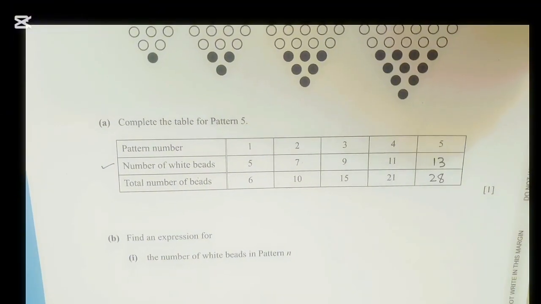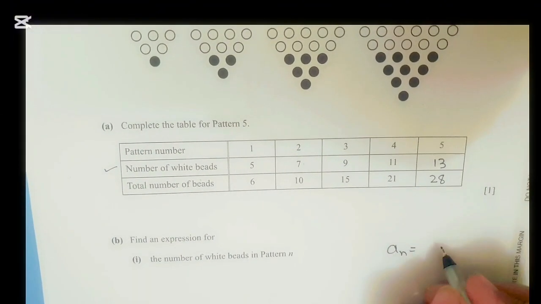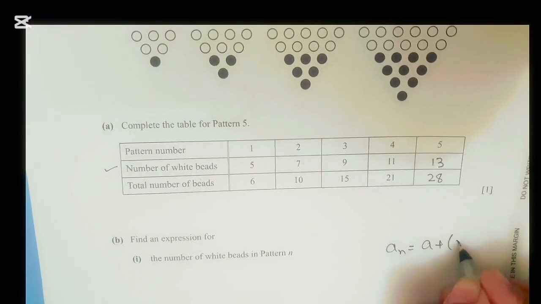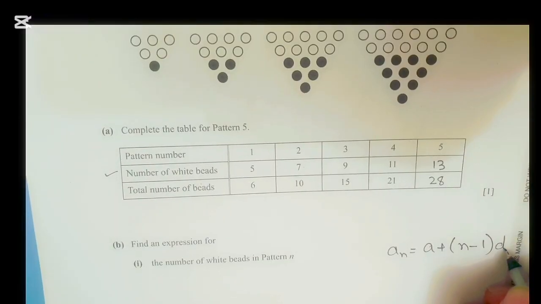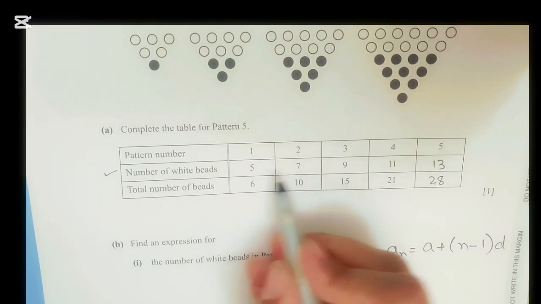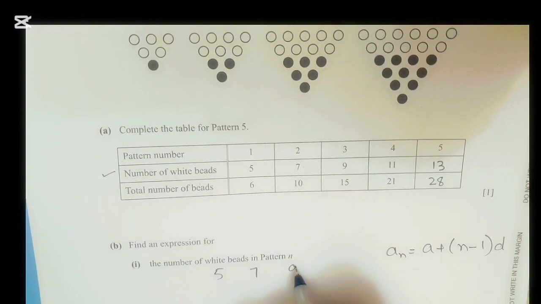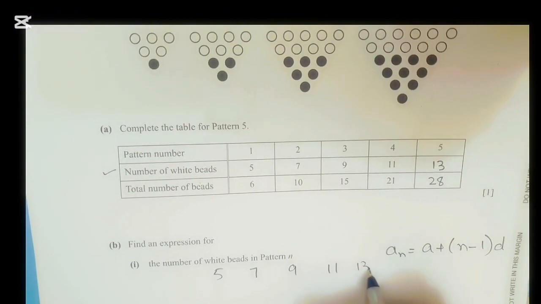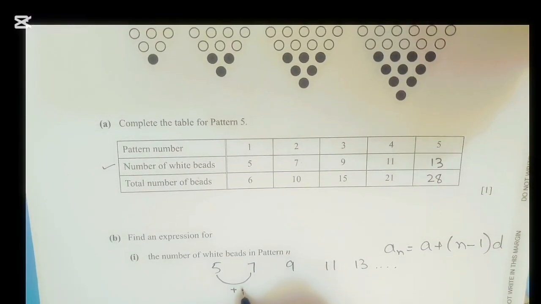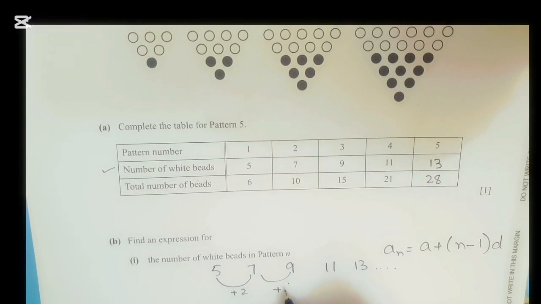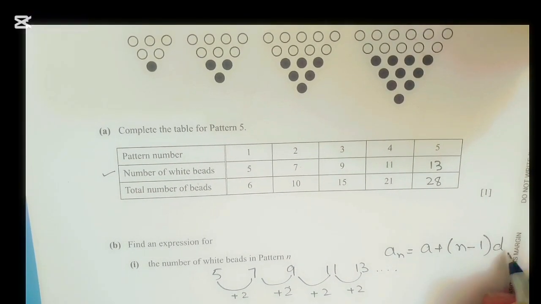So the formula for finding out the expression is An equals A plus (n minus 1) D. D is the difference between these two numbers, like 5, 7, 9, 11, 13 and so on. So you can see the difference between these two is plus 2, same difference, plus 2 and again plus 2. So D is the difference.